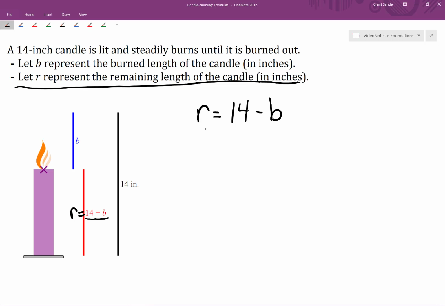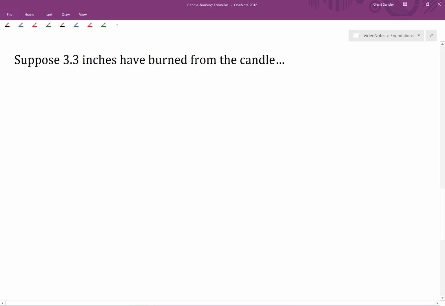Now, formulas are quite useful because they explicitly relate the values of two quantities within a situation. And if we know a value of b, we can use the formula to determine the value of r, and vice versa. So let's look at an example of this. Suppose 3.3 inches have burned from the candle. This would entail that the variable b has a value of 3.3.